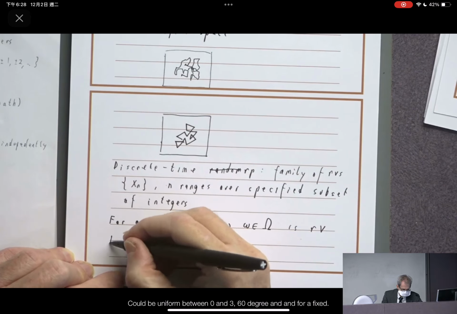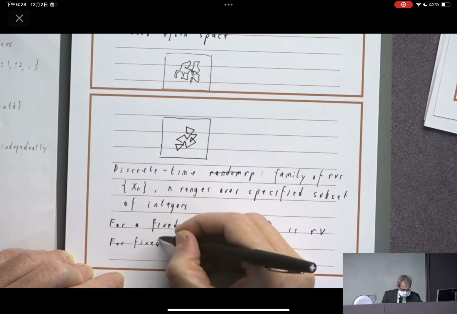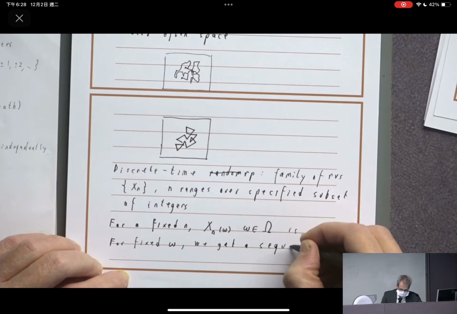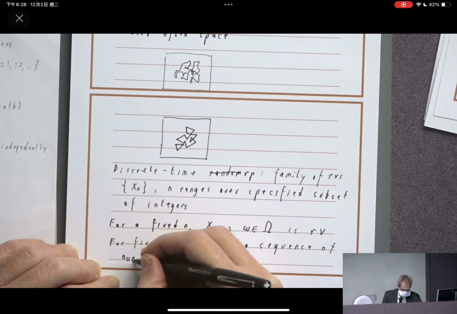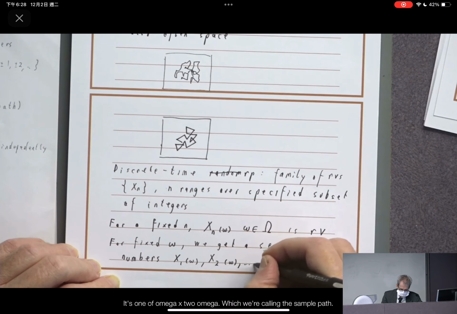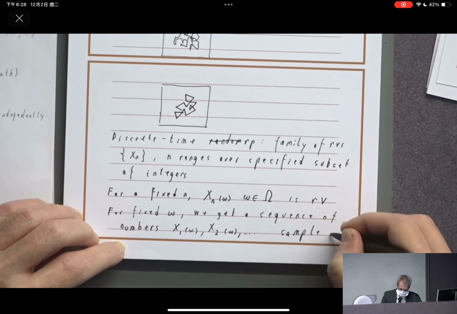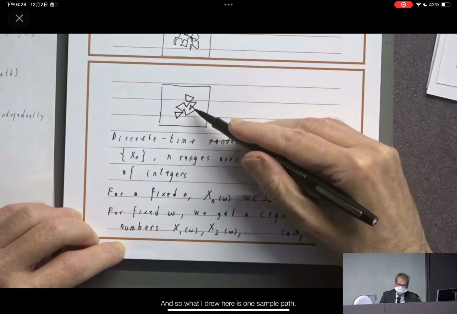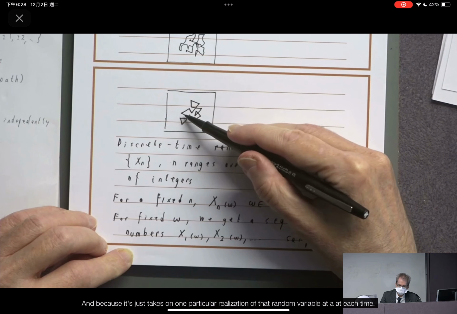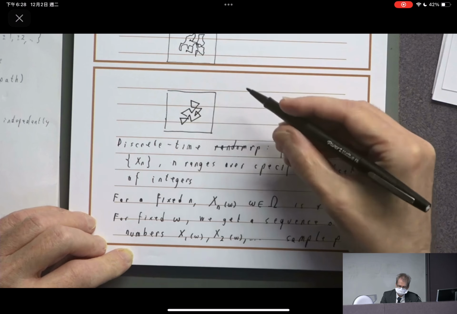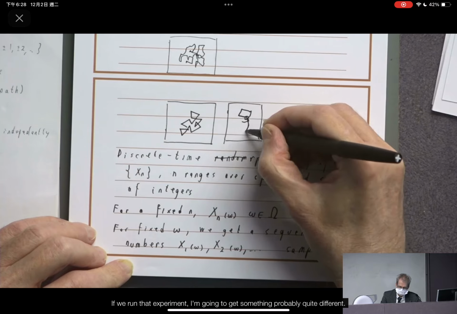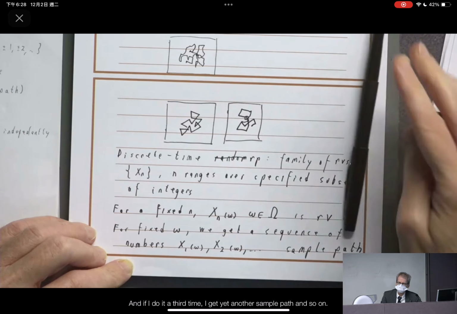And for a fixed omega, we get a sequence of numbers X1(omega), X2(omega), which we're calling the sample path. And so what I drew here is one sample path, because it just takes on one particular realization of that random variable at each time instant. If I rerun that experiment, I'm going to get something probably quite different. And if I do it a third time, I get yet another sample path, and so on.